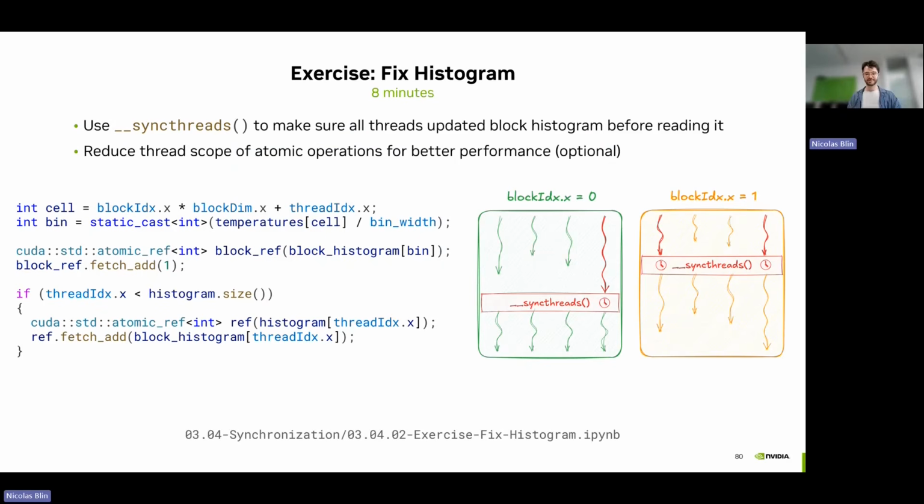And so this brings us to the next exercise. This time, you'll have to use thread block synchronization to make sure that all the threads are done updating the block histogram before reading it and writing to the global histogram. And if time permits, you can also improve the efficiency of the atomic operation by adding the thread scope to it. For this exercise, you'll have 8 minutes.